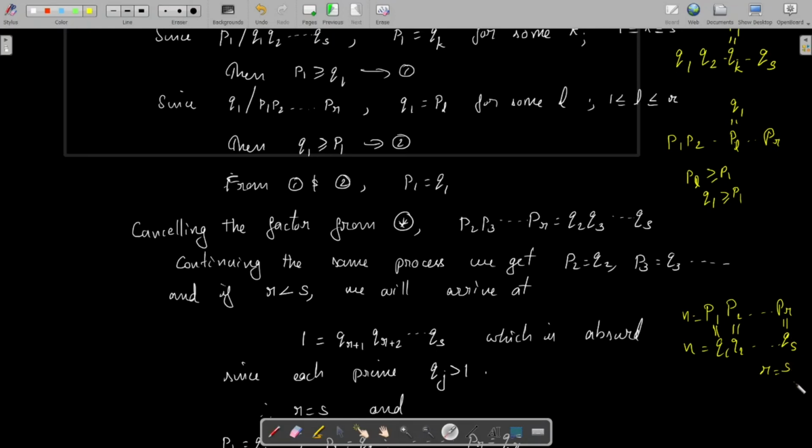What happens if r is not equal to s? That is, in the product q1, q2, etc. qs, there are more primes than in the product p1, p2, etc. pr. What happens then? We already assumed that r is less than or equal to s. So if r equal to s, our proof is complete. And if r is strictly less than s, what happens? Then the product is like this.